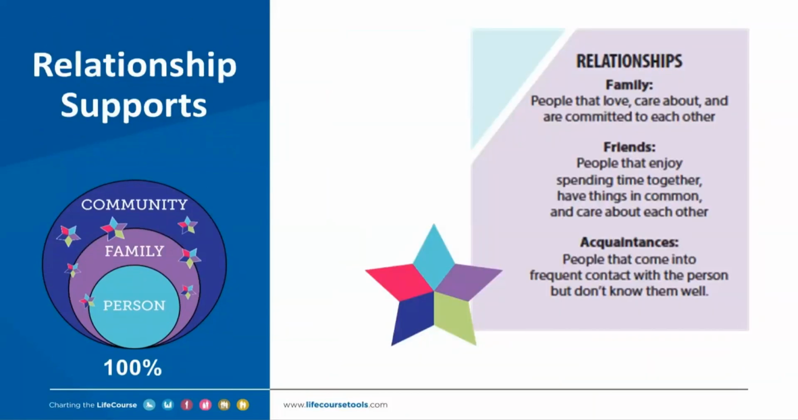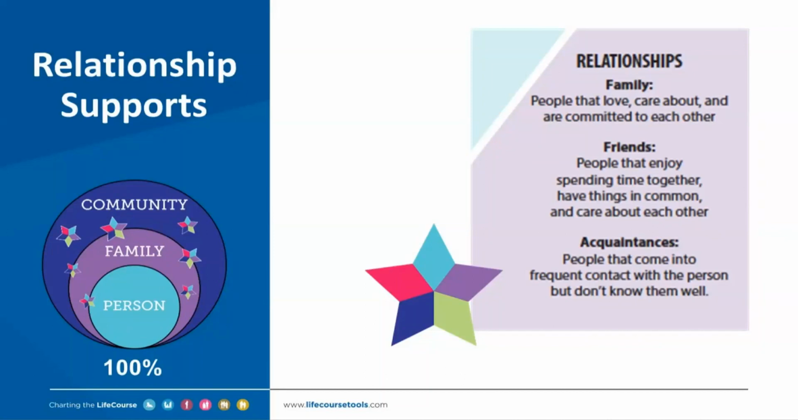The first one I like to talk about is what we call relationship supports. And of course, obviously, we think about family, right? Whether you live with your family or not, your family loves and cares about you, and families are committed to each other. So that's important. We also think about our friends, people that we like spending time with. We have things in common with them. And generally, as friends, we care about each other. But one of the ones we don't often think about and that I really like to highlight is the acquaintances. And these are people that we see when we're out and about. Maybe we see them often, but we don't really know them very well.